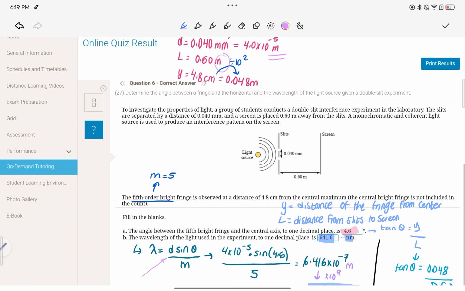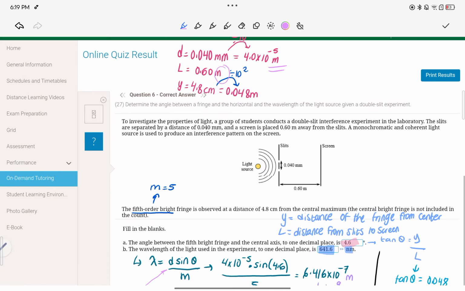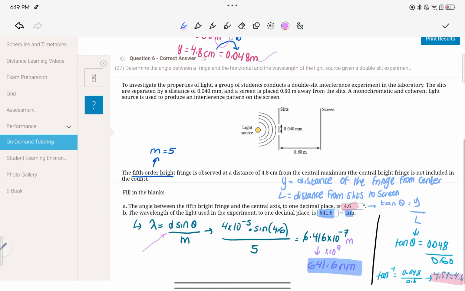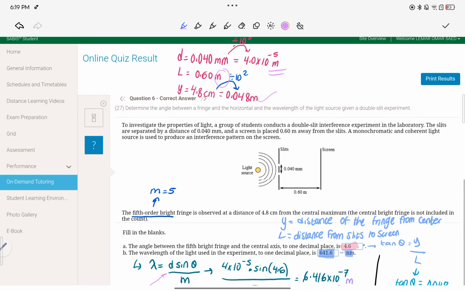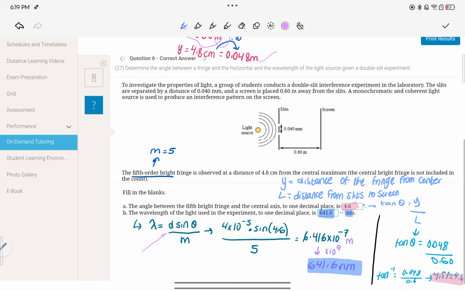And like I said, we found the y. It's this, and the L is this. Now you put it in. When you want to get this angle, you press shift tan and you get almost 4.6. Now you do this.